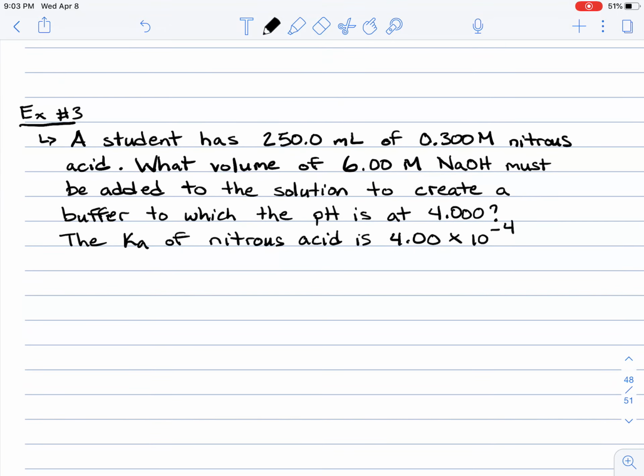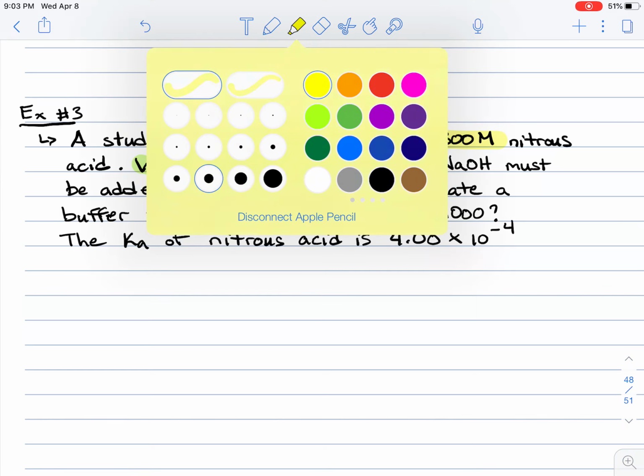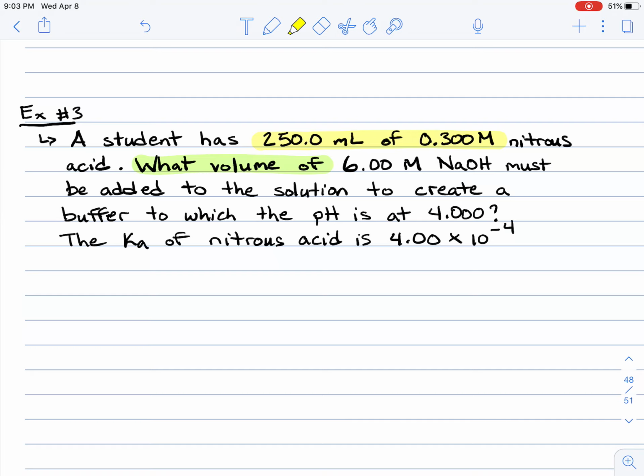So let's go ahead and read this problem. We have a student that has 250 mL of 0.300 molar nitrous acid. The question is asking us, and since this is a question, I'm going to highlight it in a different color: what is the volume of 6.00 molar sodium hydroxide that must be added to the solution to create a buffer? The desired pH that we want this buffer to be is 4.000. Last but not least, the Ka of nitrous acid is 4.00 times 10 to the negative 4.